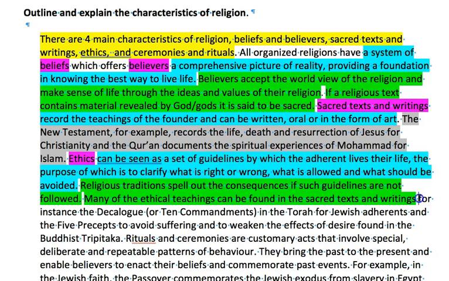For instance, now we're going to talk about some examples. The Decalogue or Ten Commandments in the Torah for the Jewish adherents, and the 5 precepts to avoid suffering and to weaken the effects of desire found in the Buddhist Tripitaka.